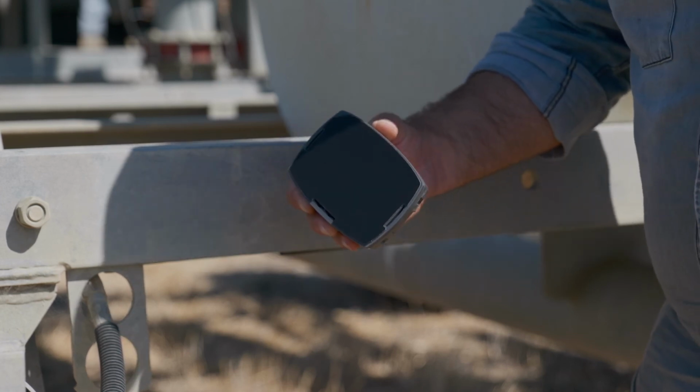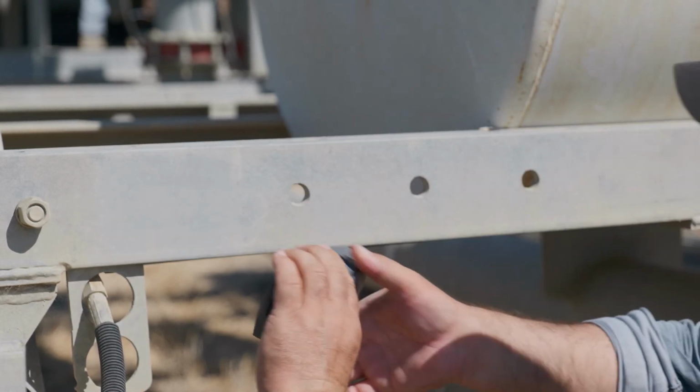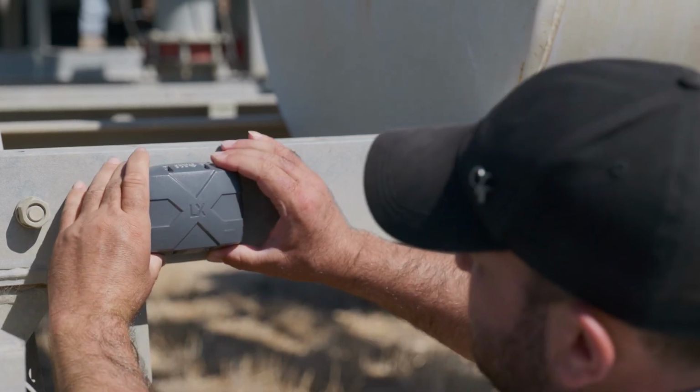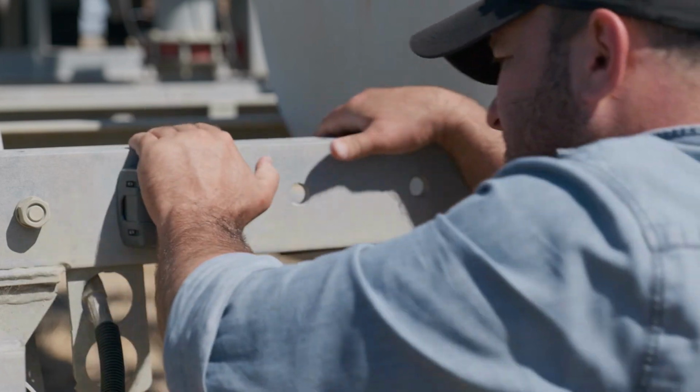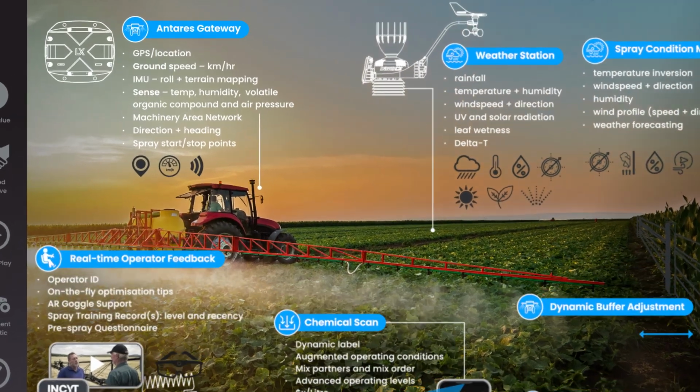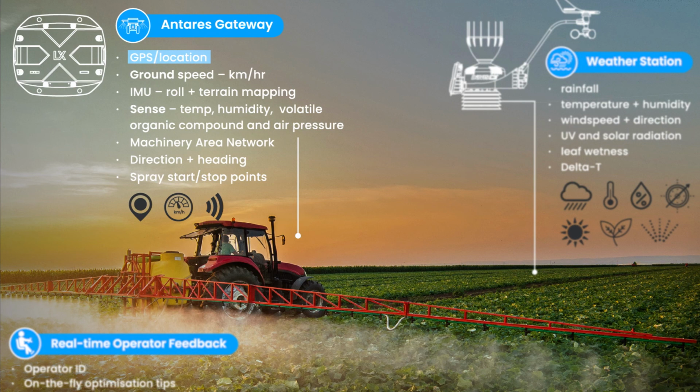The way we've approached this is to go with a very simple peel and stick process to install the INCYT device on a bit of equipment. It typically takes about 10 seconds and about 15 minutes to wire into the power. Antares deploys a machinery area network around the sprayer to interface with other sensors and the app, and it provides Maverick with GPS location, ground speed, direction and heading, as well as spray start-stop positions.